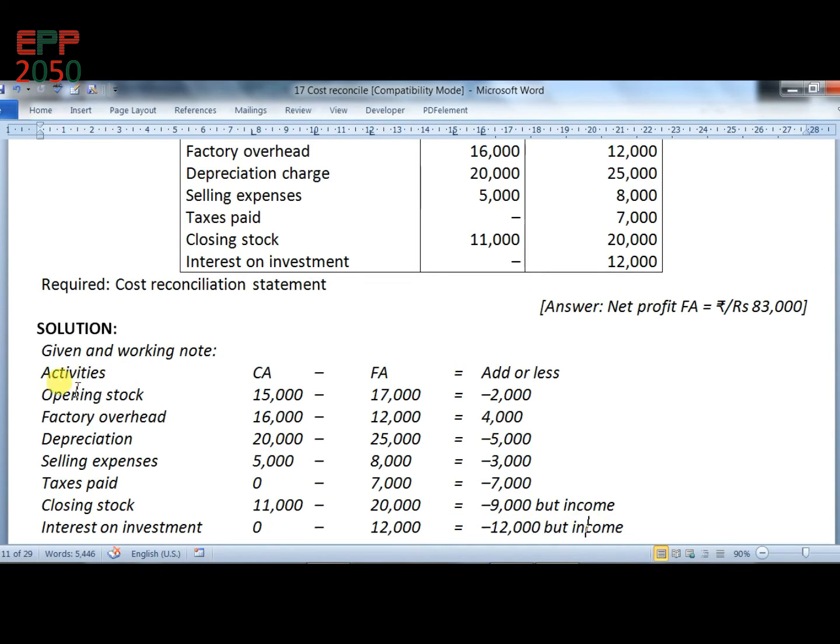Dear students, these are the expenses. So we write easily: here minus means it is less, plus means it is added. Once again, if our calculation is in minus, it is less or deducted. If our calculation is in plus, it is added. So it is deducted, deducted, deducted. But if there are income items or items recorded in financial account, go for the rule once again.